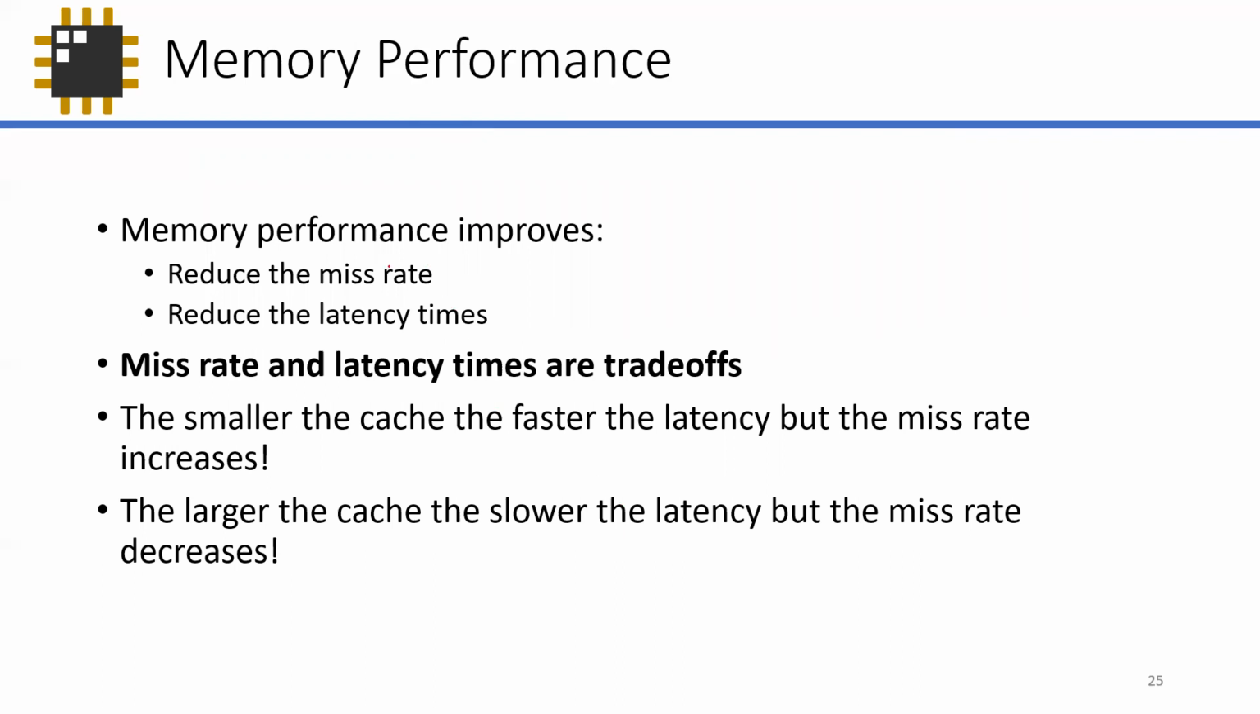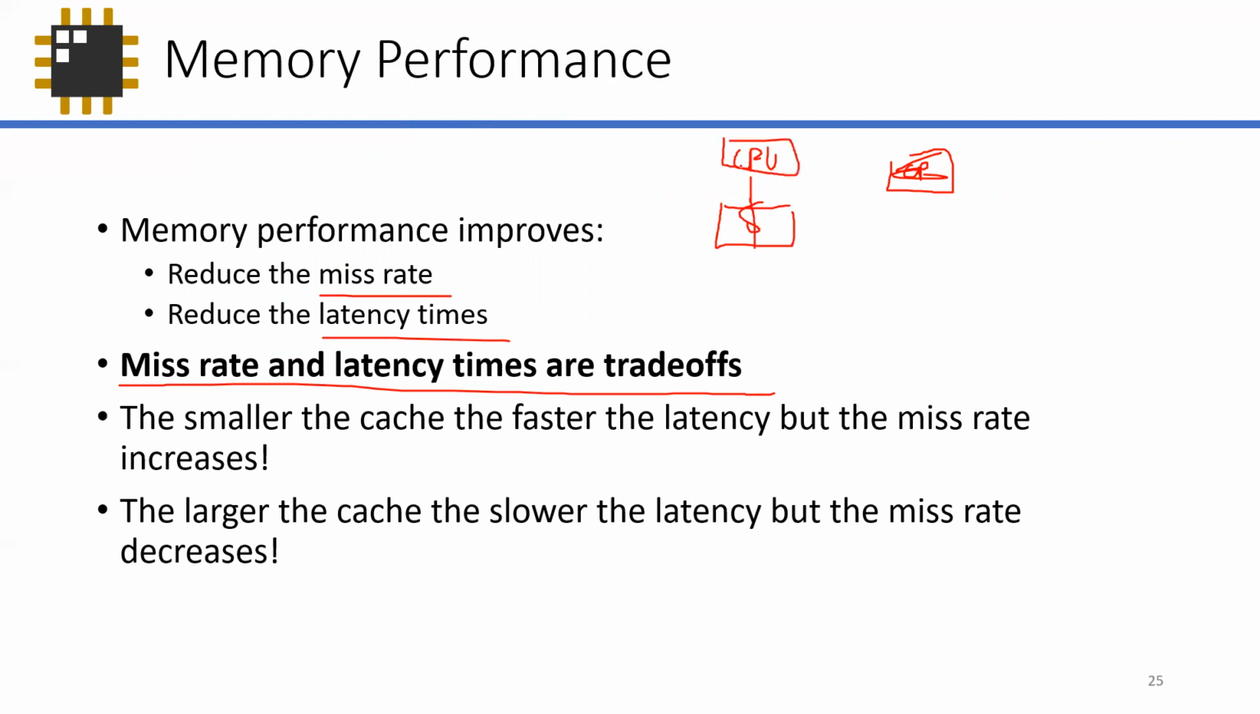So again, performance improves because of the reduced miss rate and the latency times. Now, miss rate and latency times are trade-offs. Because remember, I'm going to write time from the CPU to the cache, which is a much bigger scope. CPU is small, cache, and then the main memory is a little bit bigger, and then the disk drive is, holy cow, big, right?